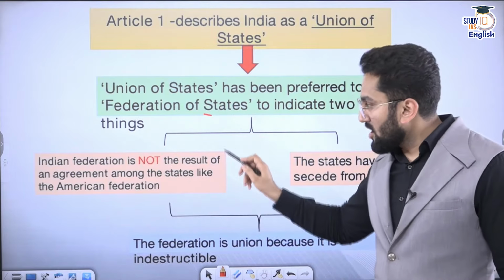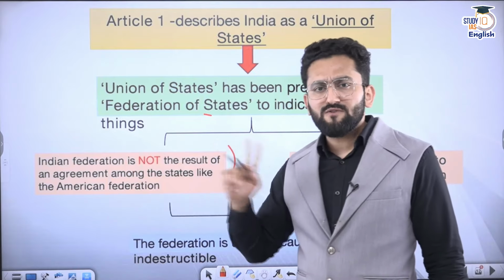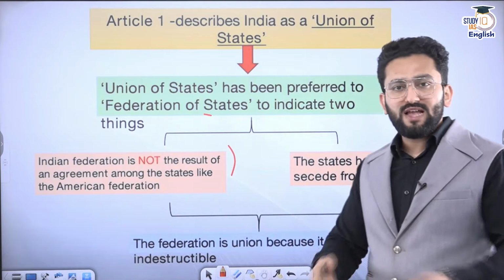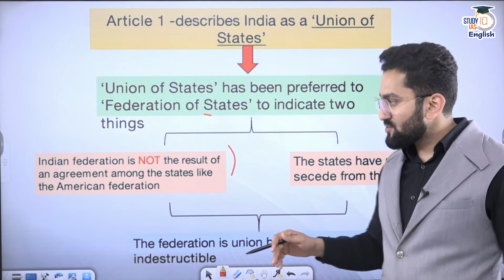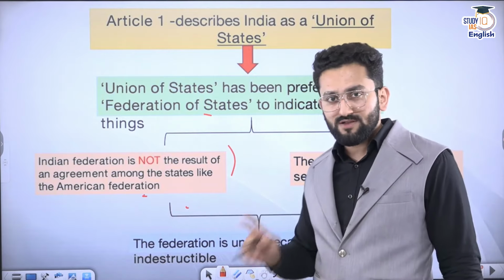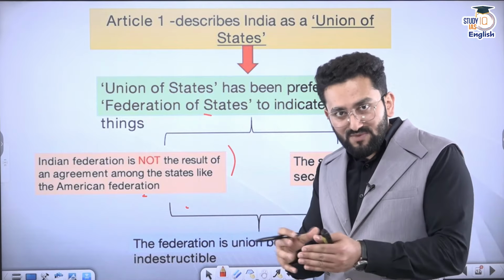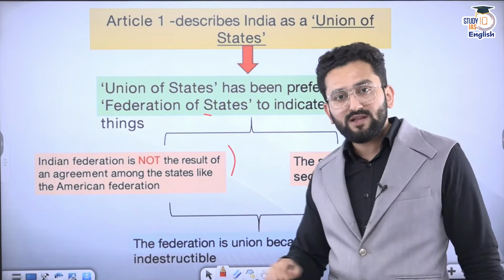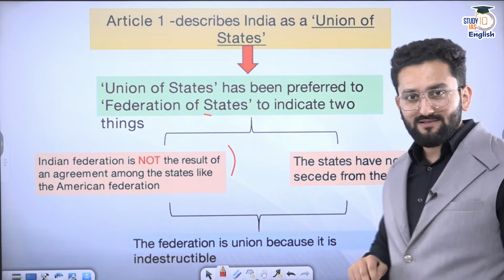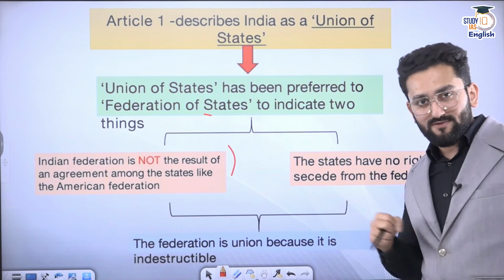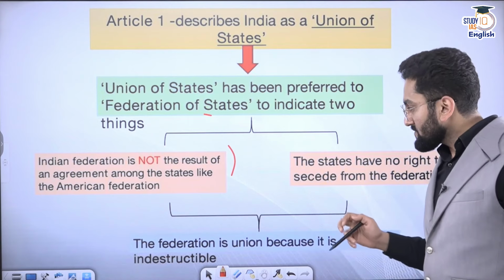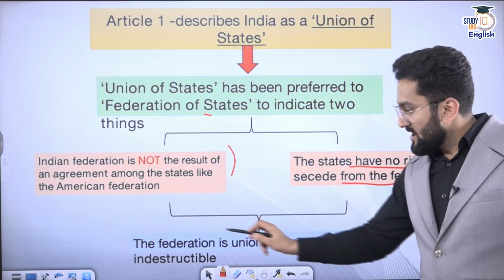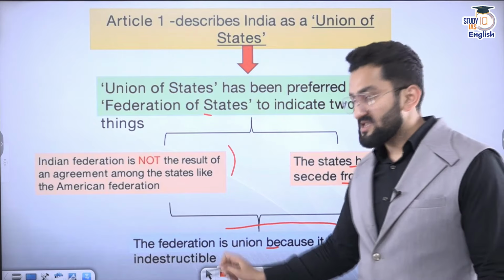Indian Federation is not the result of an agreement, right? Because India as a state was created, and then India as a state decided that these states will be there. American Federation was a result of an agreement where some states were coming together. But here, we're not coming together. So there are 2 models, coming together and holding together. We are holding together, and we were carved out. The states have no right to secede from the federation, right? Federation is a union because it is indestructible.